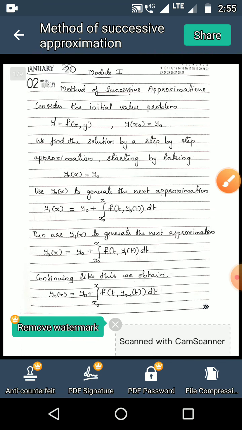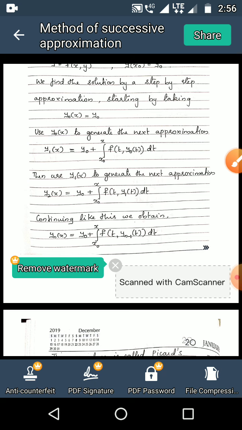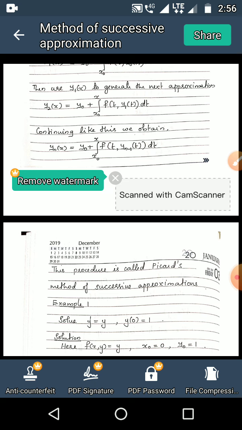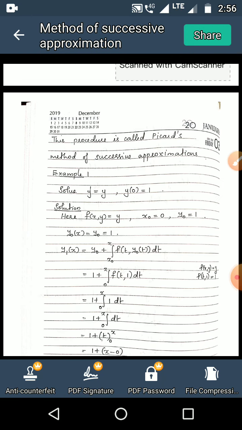Here we are finding y naught of x, y1 of x, y2 of x, etc., yn of x. These are the approximations to the solution of this initial value problem. Here we get an approximation of the solution, not the exact solution. In this method, we are finding step-by-step successive approximations of solutions. We are not getting the exact solution by this method. The full name of this method is Picard's method of successive approximation.